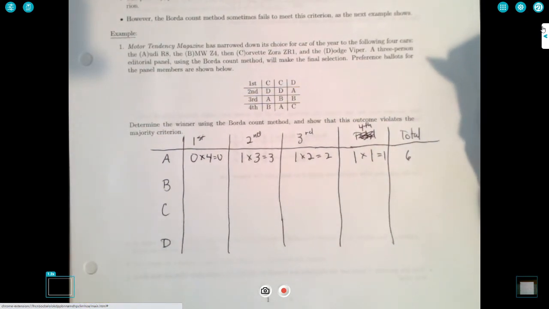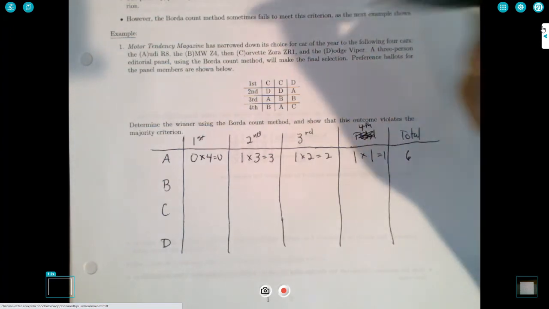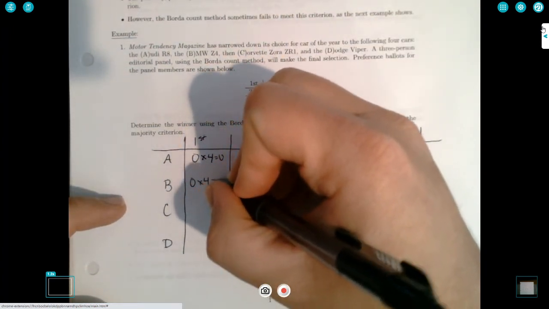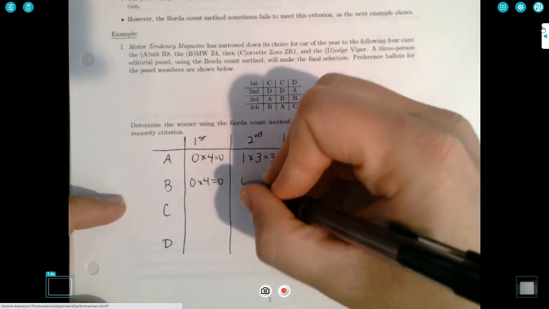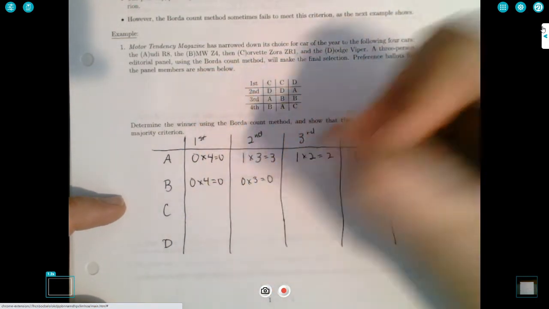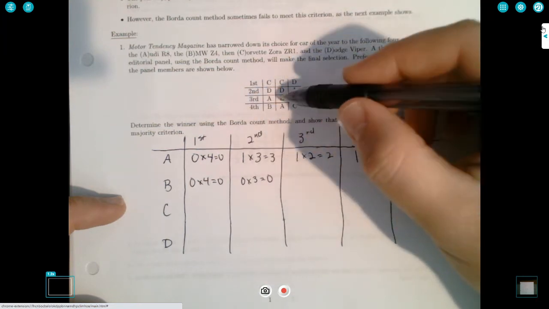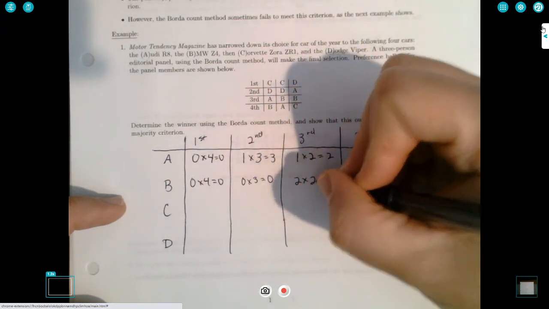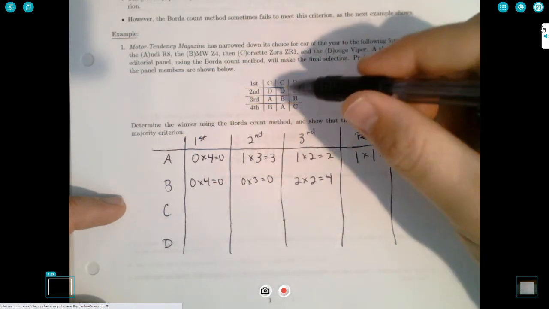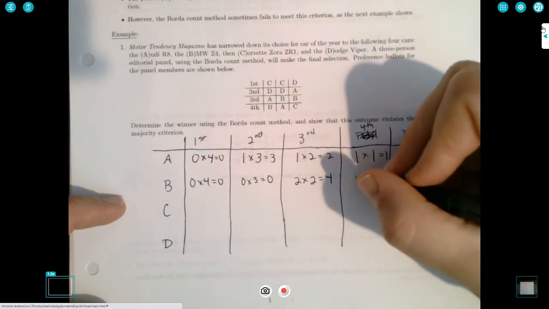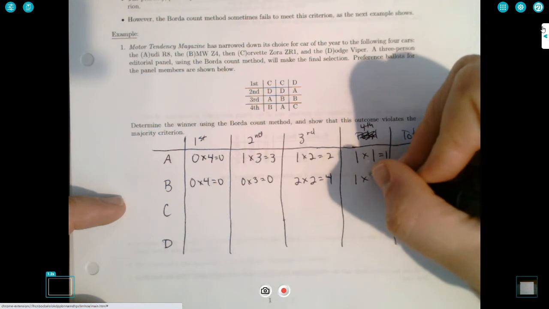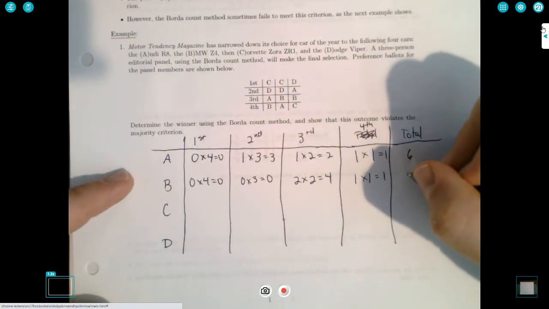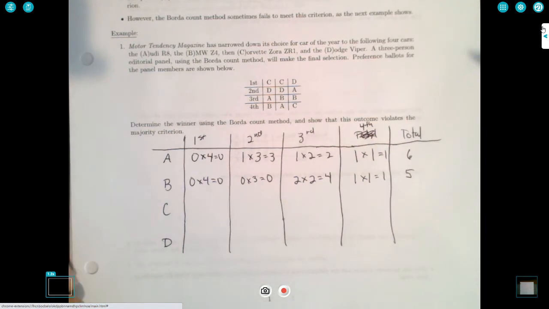What about the BMW? So the BMW got first place 0 times, got second place 0 times, got third place twice, and third place is worth 2 points. And then it got fourth place once. Fourth place is worth 1 point. So BMW earned 5 points in total.